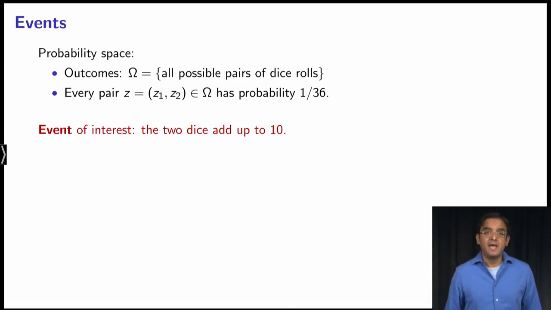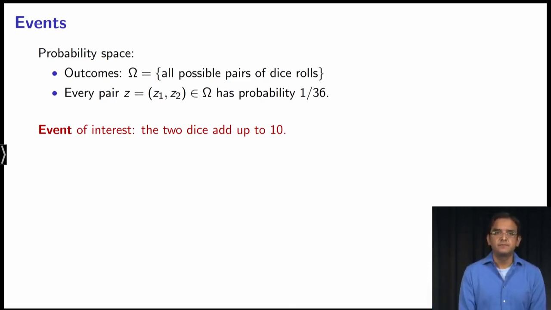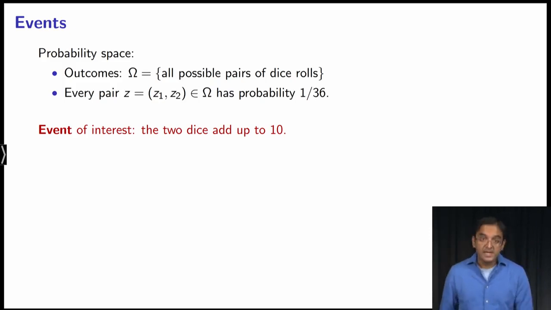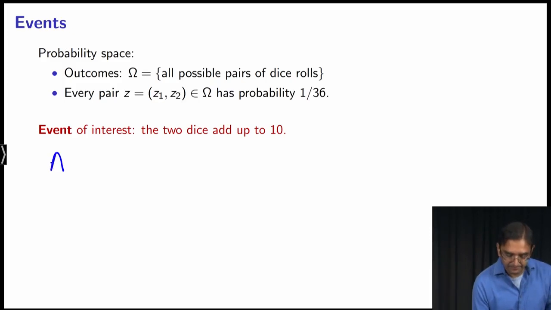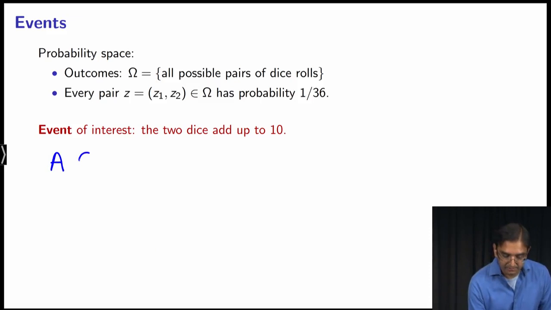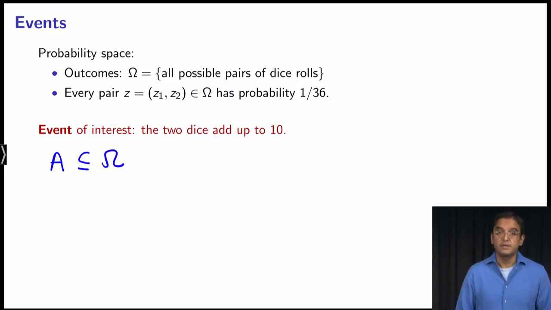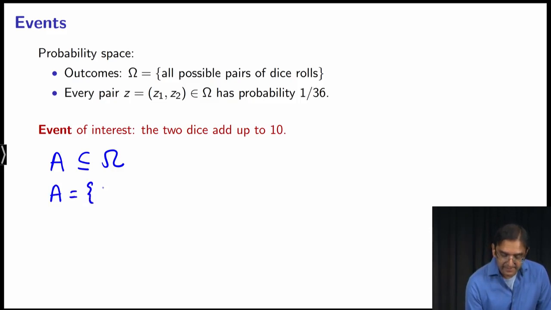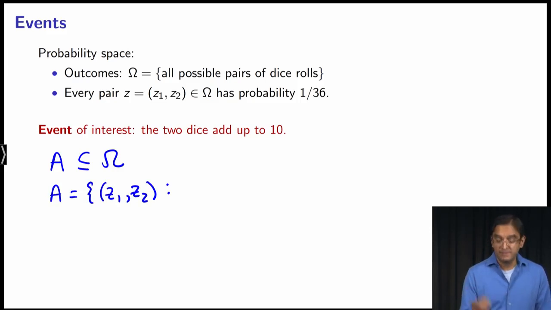Okay, so now that we have our probability space, let's formulate the event of interest. The event we care about is when the two dice add up to 10, and we're wondering what is the probability of this event. So let's call the event A. An event is just a subset of the possible outcomes. And in particular, the event consists of all pairs (z1, z2), let's say, that add up to 10.